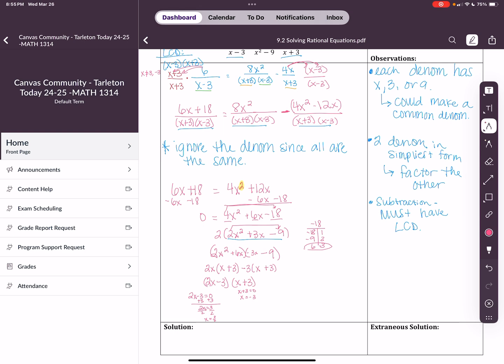x was either equal to negative 3 or, let me say it that way, it could be both. But it could either be negative 3 and or 3 over 2. But because of my denominator, x minus 3, or x equals negative 3, is an extraneous solution. So the only one that can actually be a solution is x equals 3 over 2. Okay? And so the extraneous solution, that's going to be because of the domain restriction, which is the x cannot equal. Okay?